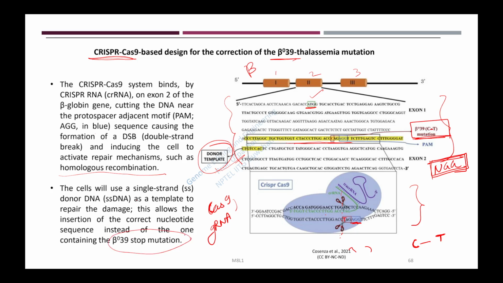Okay. So this strand where we have given the corrected sequence will be used as a template to repair this DNA. And when this is used as a template, the T will be removed and the correct base, which should be there at that place, C, will come. And now this particular exon is corrected and produces a correct form of the beta globin.